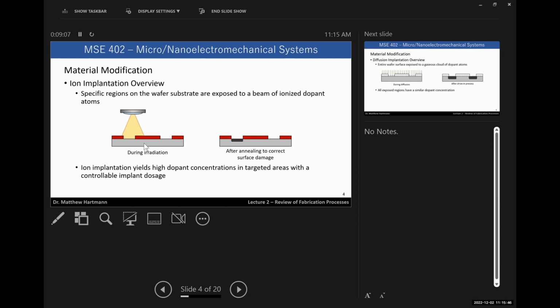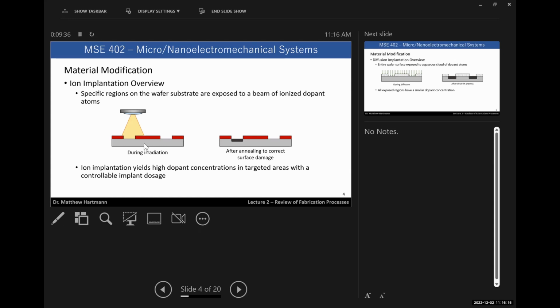One thing that we have to do in an ion implantation process is make sure that our physical photoresist mask is thick enough so that the ions don't pass all the way through it and get implanted in the surface underneath the resist, okay? So we have to make sure that we have a fairly thick layer of photoresist. Then we effectively shine this beam of ions on the surface of the wafer.